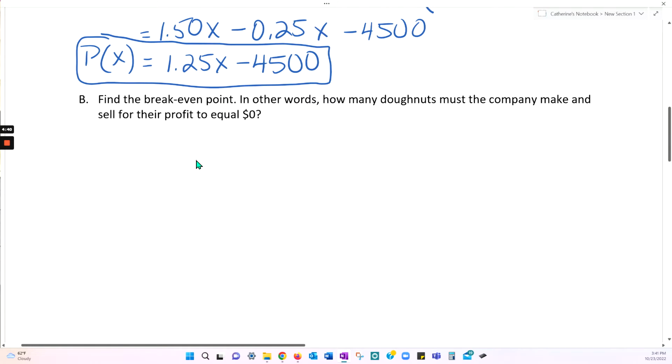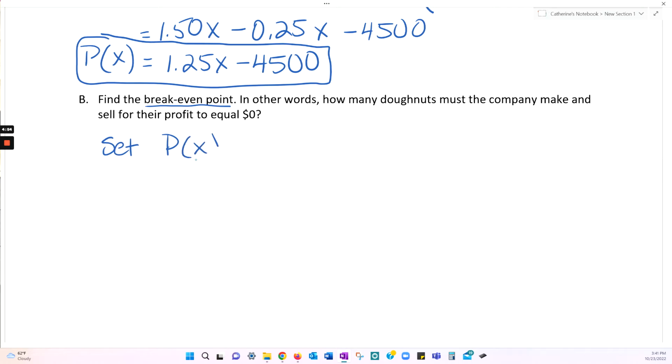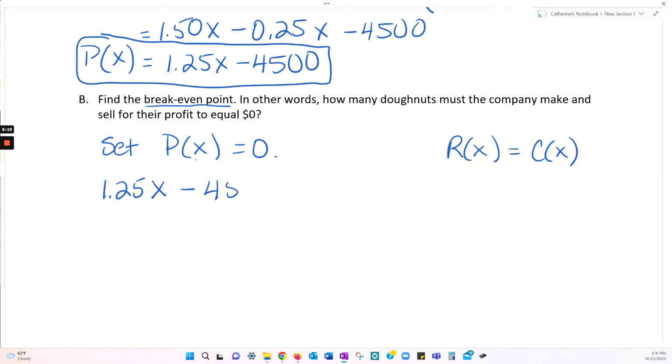So part B, find the break-even point. In other words, how many donuts must the company make and sell for their profit to equal 0? So the break-even point, you can think of it in two ways. To me, the easiest way is you're just going to set your profit, P of X, equal to 0. It's equivalent also to setting your revenue equal to the cost. So you break even, your revenue and cost balance out. But I think it's probably a little quicker to just use our profit function. $1.25x minus 4,500 is equal to 0. And so this is not too bad to solve, right? It's just a nice linear equation.